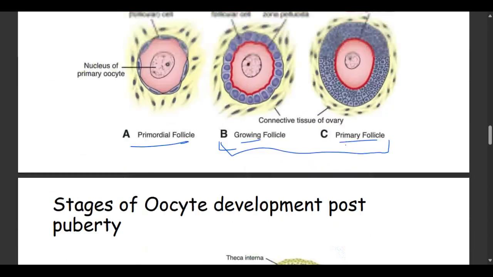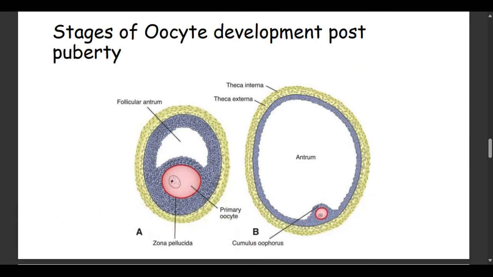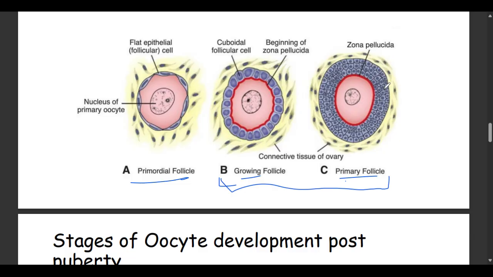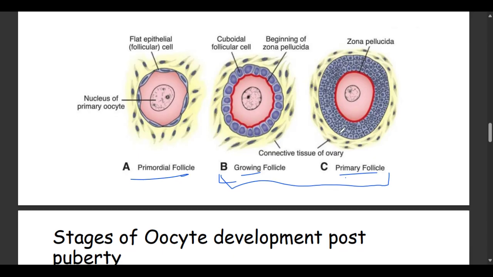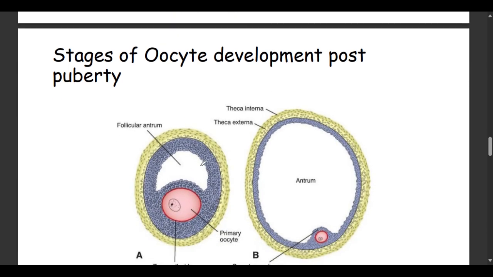So, the stages of oocyte maturation after the primary follicle has been formed: there's going to be an entrance of fluid into the cellular spaces between the follicular cells, and that fluid is going to accumulate in a space known as the follicular antrum.